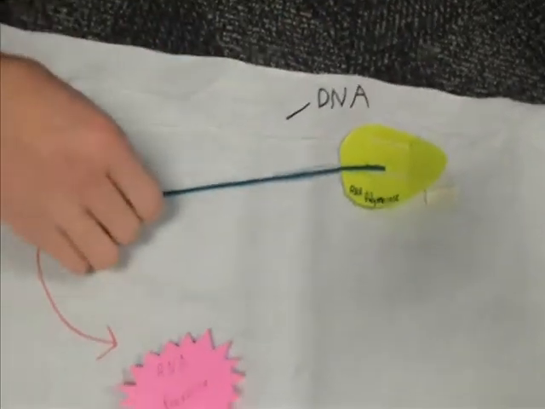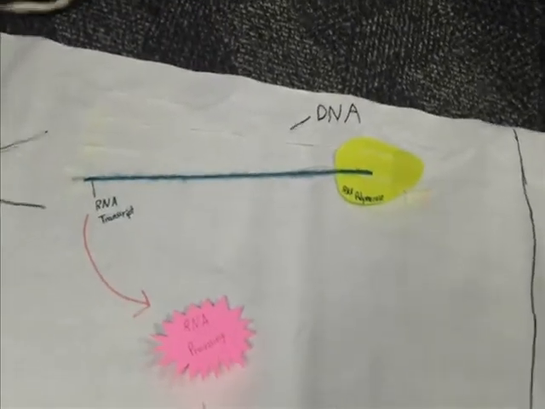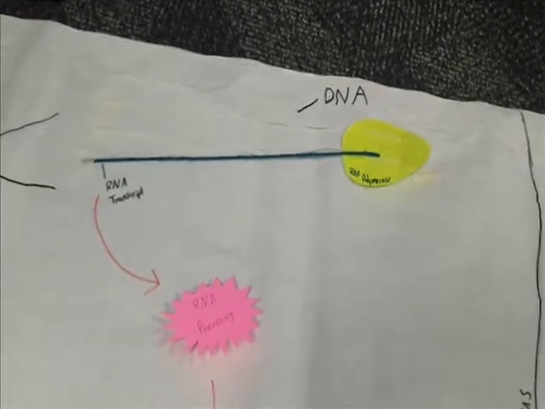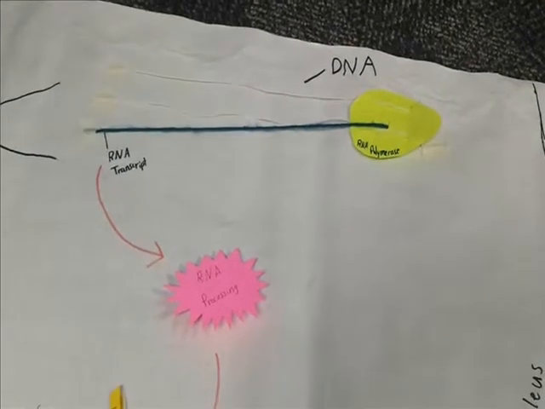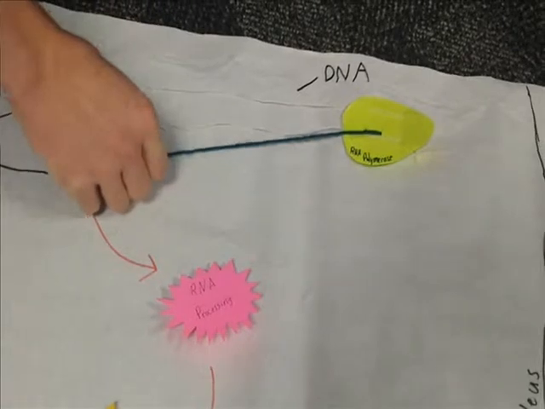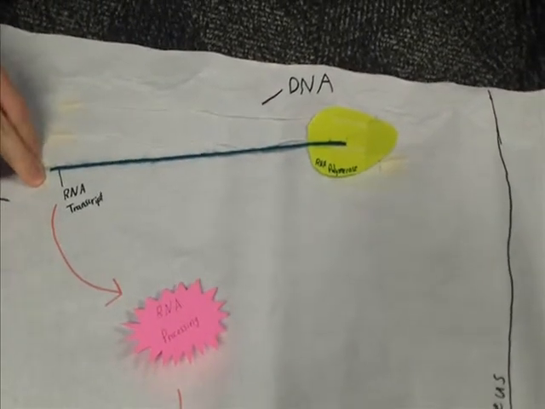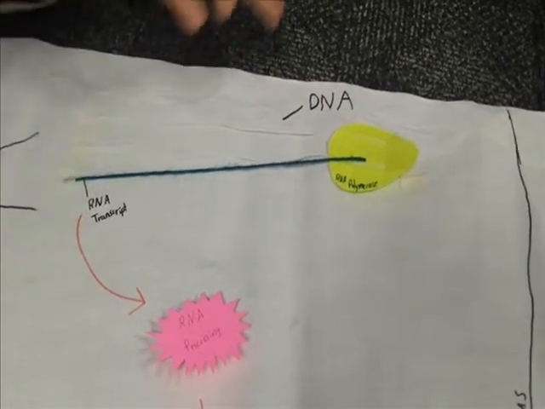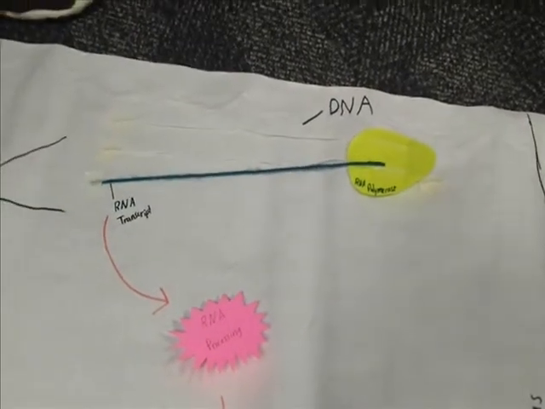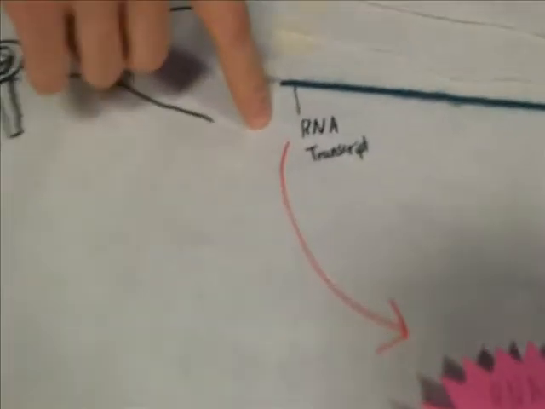Now, when DNA transforms into RNA, it's called transcription. And some differences are RNA has ribose as its sugar, where DNA has deoxyribose, and RNA has uracil, a U nucleotide, while DNA has thymine, a T nucleotide.